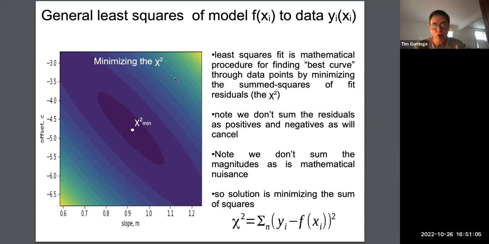The walls of the valley go up through these different colors towards the top right and towards the bottom left. And right here in the center of the plot, this is the minimum chi-squared. That minimum chi-squared defines a certain value of the slope, about 0.9, and a certain value of the offset, about minus 4.8. Those would be the best fit values that we're trying to find. And so that's our goal, to minimize that chi-squared and extract the best M and best C.